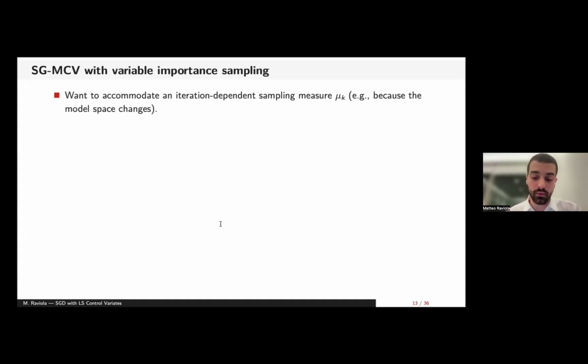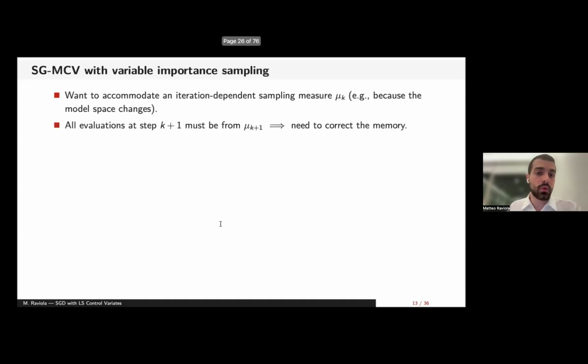And if the modeling space changes, reasonably, maybe we would like to change the sampling measure. So in order to be as general as possible, we also designed the algorithm to work in this setting. So what has to change in this setting? The point is that at step k plus 1, all the evaluations in the memory should be at parameters drawn from mu k plus 1.